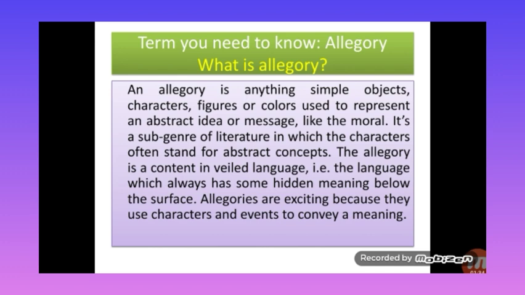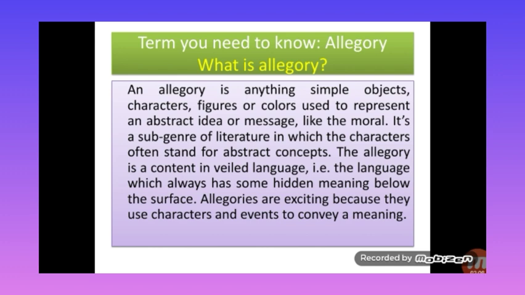These are all the questions. And allegory is anything, simple objects, characters, figures, or colors, used to represent an abstract idea or message. That is like the moral. The intention is to impart a moral. It's a subgenre of literature in which the characters often stand for abstract concepts. Allegory is content in bare language, covered language.